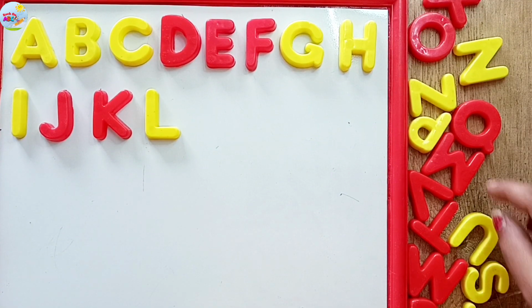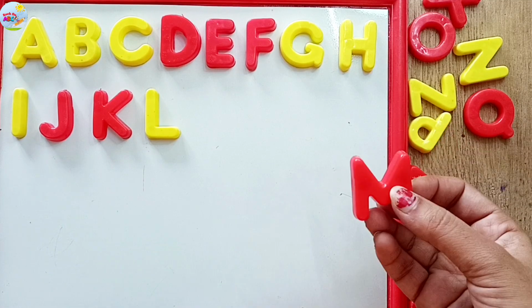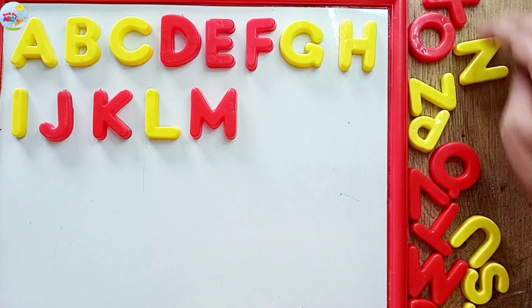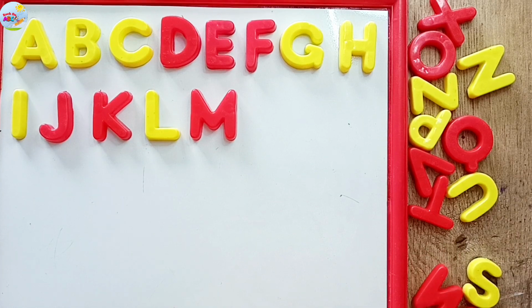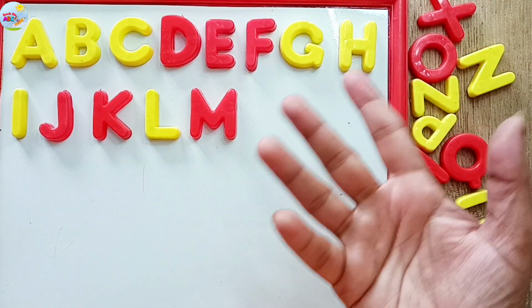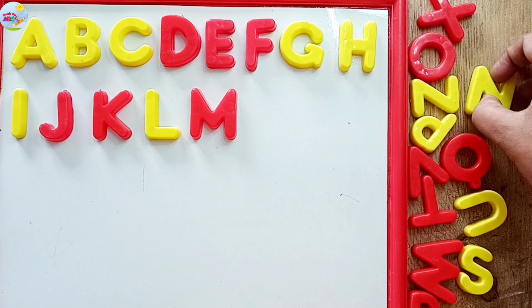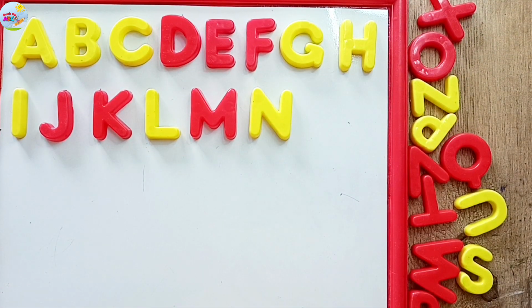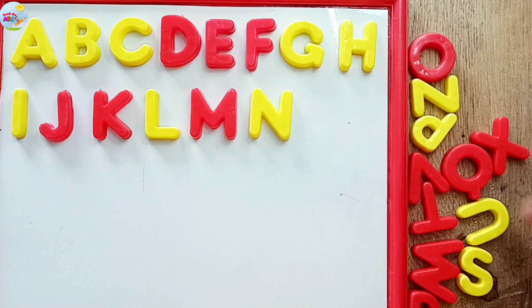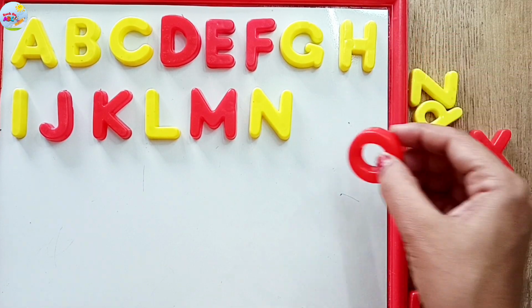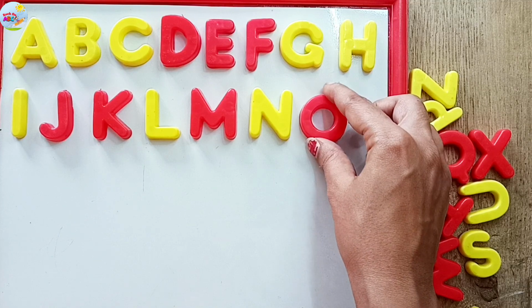M. Where is M? Is this M? Yes, this is M. Now, next is N. Where is N? This is N. Now next is O. This is O.